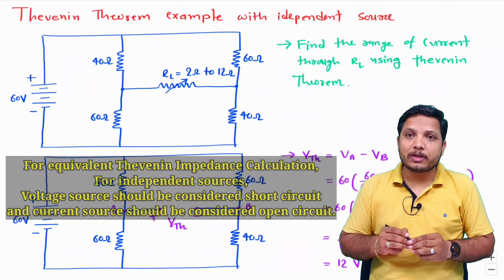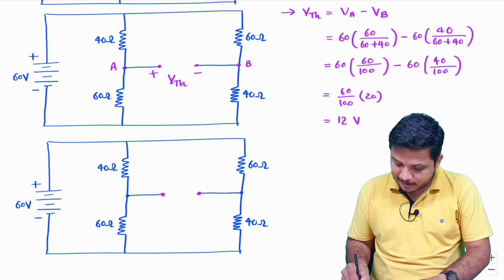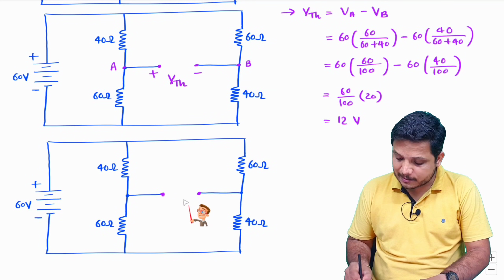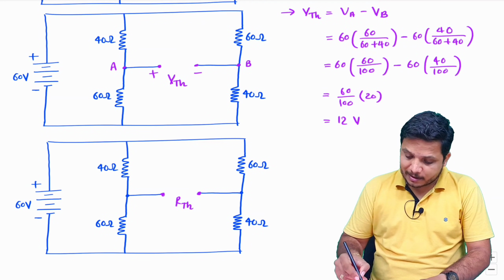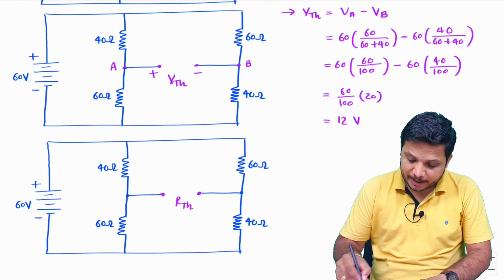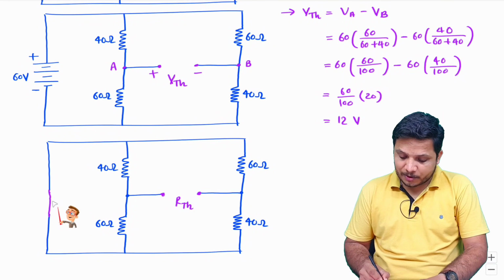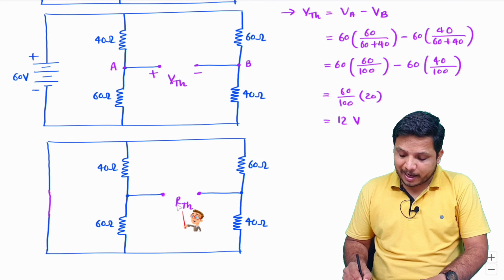Let me show you how to do that. You see what I have done is I have eliminated this load, and here we will be having RTH. Now you see I need to short circuit this 60 volt source as it is independent. So now this voltage source is short circuited and I am calculating RTH, right?